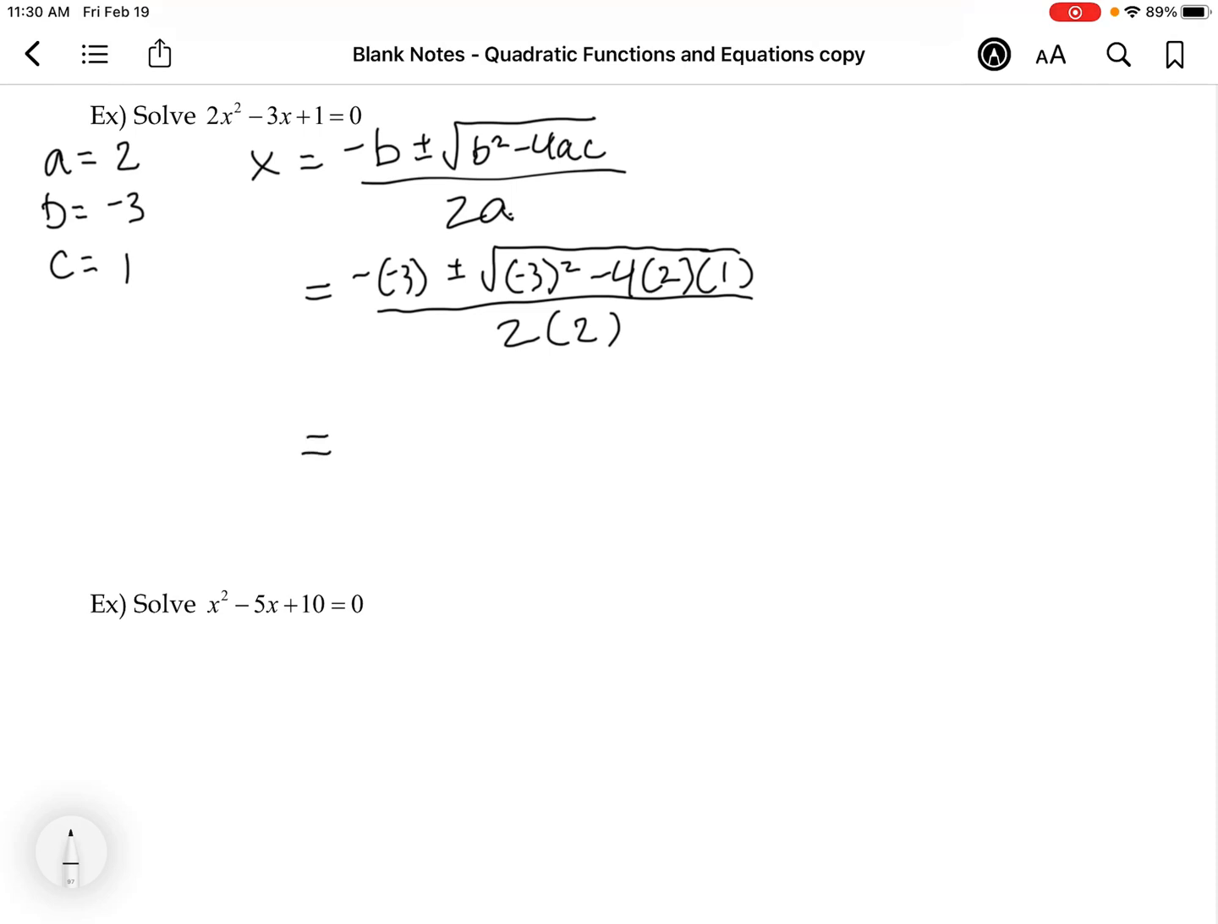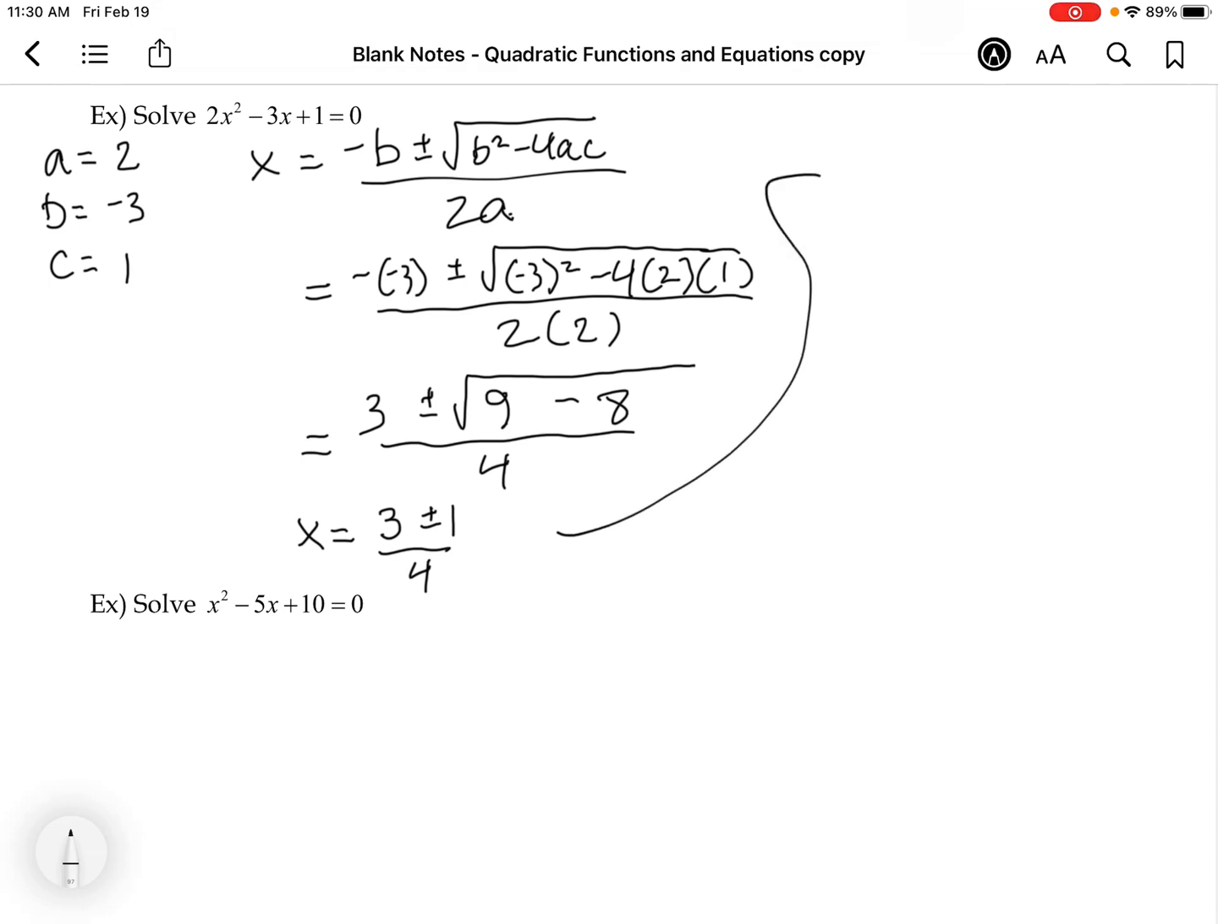So -3 is +3 plus or minus the square root of 3 squared is 9 minus 4 times 2 times 1 is 8, all over 4. Okay, so that's going to be 3 plus or minus 9 minus 8 is 1. So the square root of 1 is 1. So this is going to be 3 plus or minus 1 over 4. Okay, that gives us two solutions. x equals 3 plus 1 over 4, which is 4 over 4, which is 1.